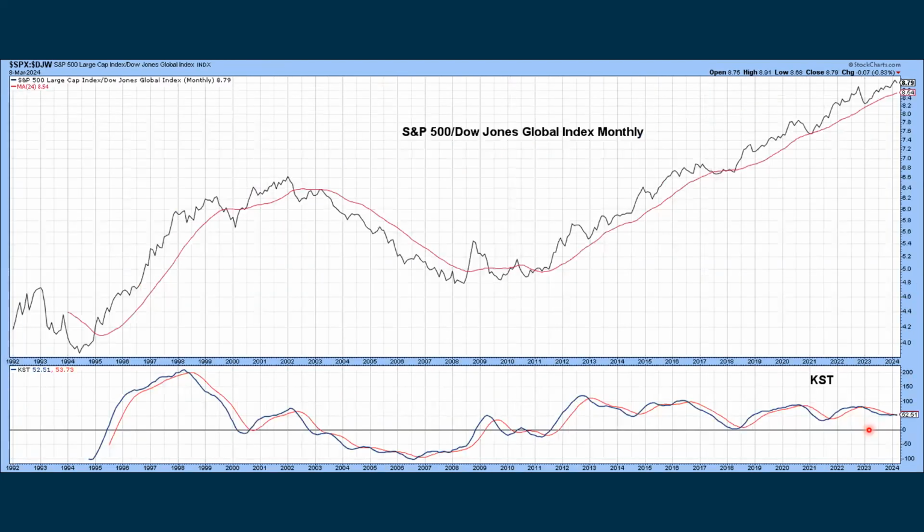Then we look at another global measurement of the S&P 500 to a global index, showing that the S&P 500 is outperforming. The KST is right on top of its moving average. If we see more strength in the S&P 500, this will probably cross over positive. But since this is a monthly chart, this can take quite a while to develop. Then at the very end of this video, I have a list of all those things that are positive.